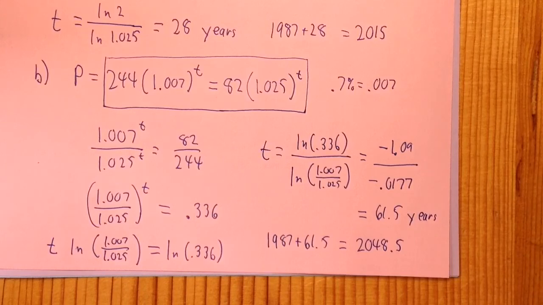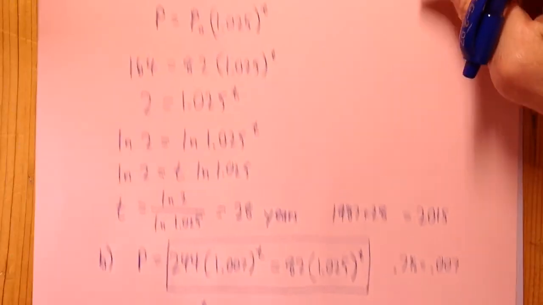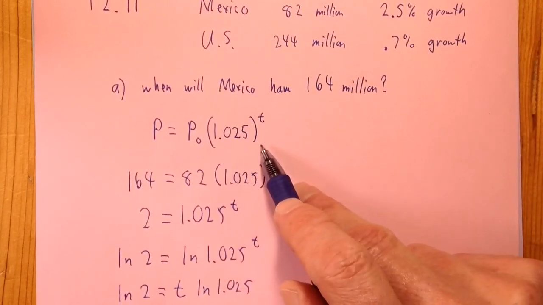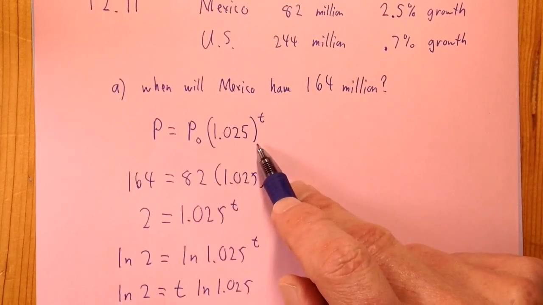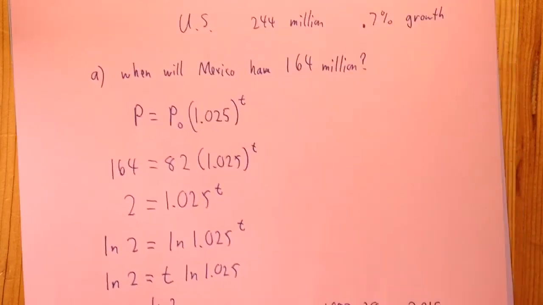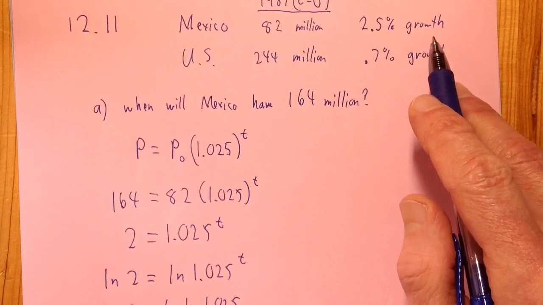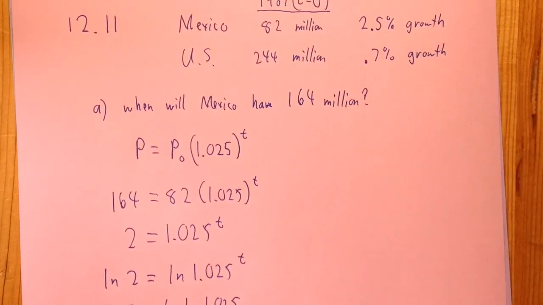The tricky part here is, again, figuring out what they mean by growth rates. And again, here I think they mean at the end of the year you have 2.5% more, which means use this formula, not the e to the rt formula. But if you had done it the other way, I think it would have gotten you about the same answer. As long as the growth rates are small, it doesn't make that big a difference.